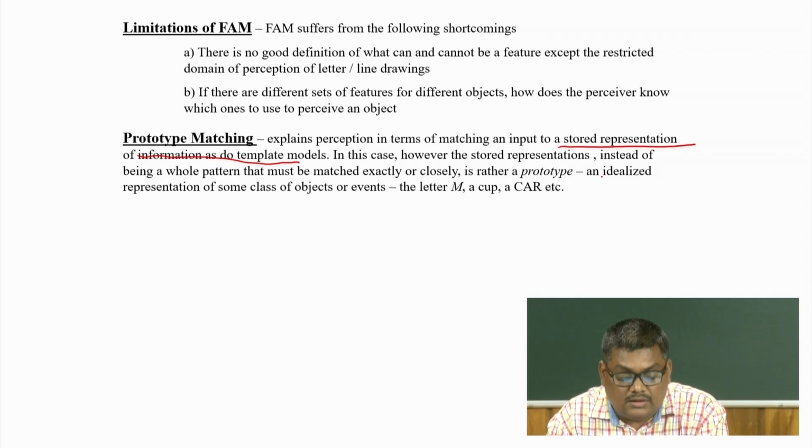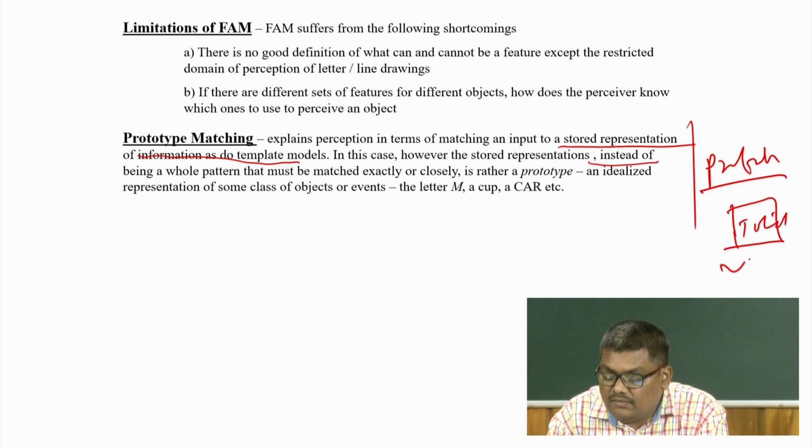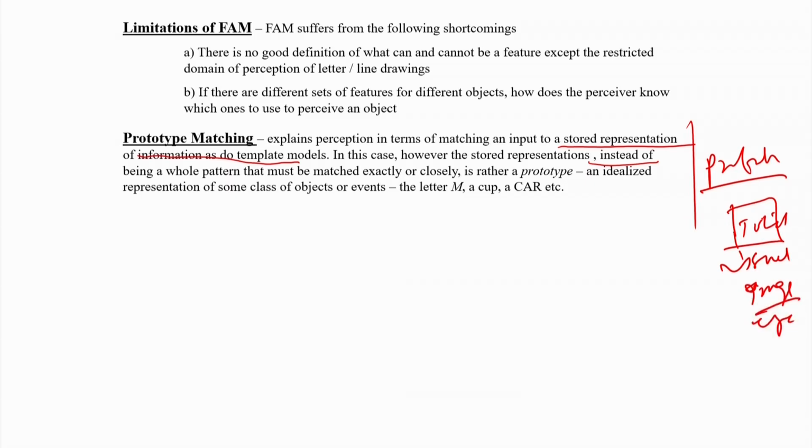So, what the prototype model says is that instead of comparing the total visual image which has been provided by the eye, instead of taking this and comparing it 100% with templates which have been stored in the brain, we do some kind of close proximity matching.